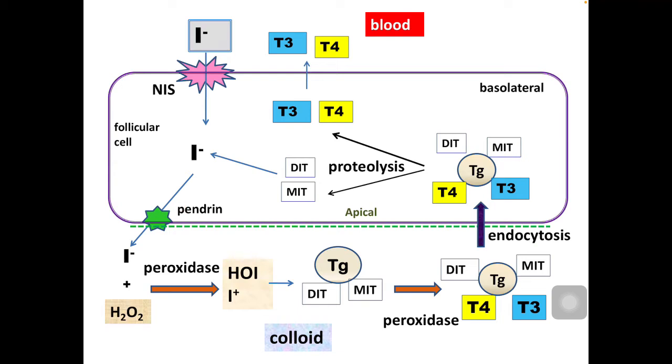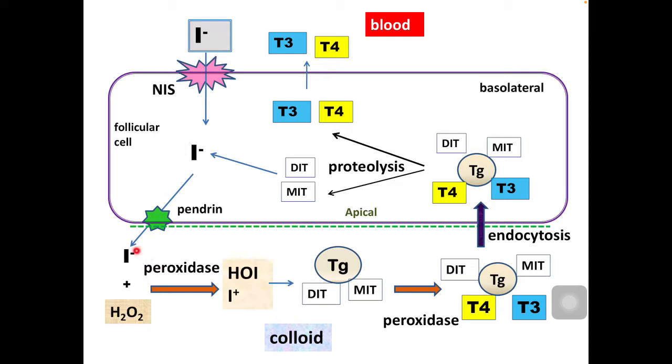Okay, so this is how iodine from the bloodstream is converted into tetraiodothyronine and triiodothyronine, which are secreted into the bloodstream. Synthesis of thyroid hormone. First step is concentration of iodide inside the cell.